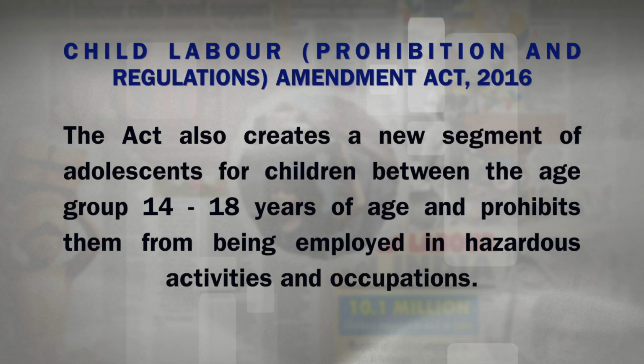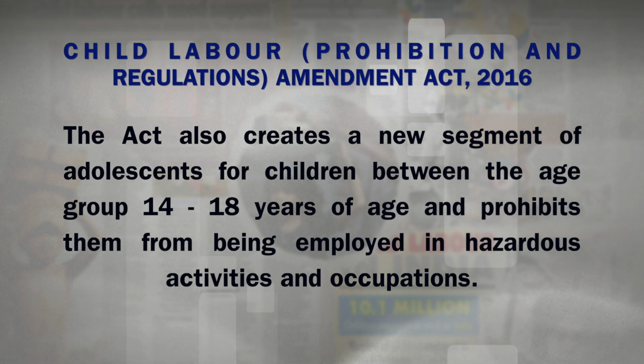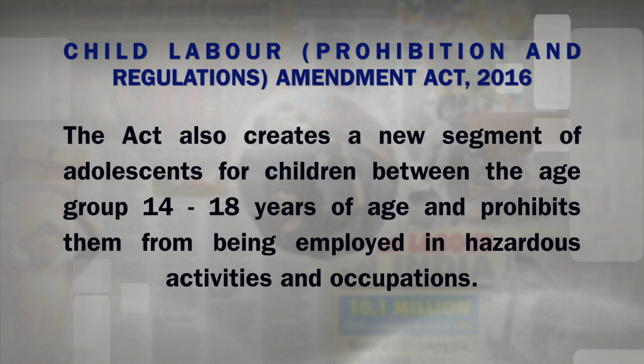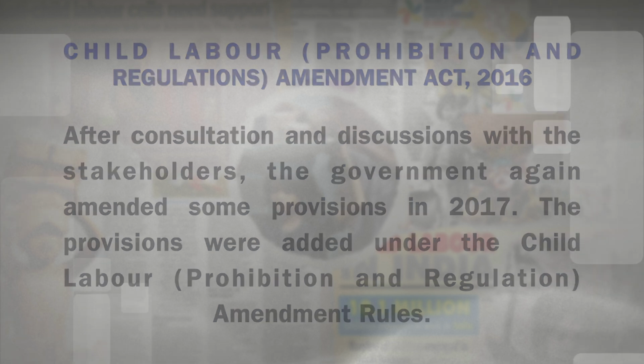The Act also creates a new segment of adolescents for children between the age group of 14 to 18 years and prohibits them from being employed in hazardous activities and occupations. After consultation and discussions with the stakeholders, the government again amended some provisions of the Act in the year 2017. The provisions were added under the Child Labour Prohibition and Regulation Amendment Rules.